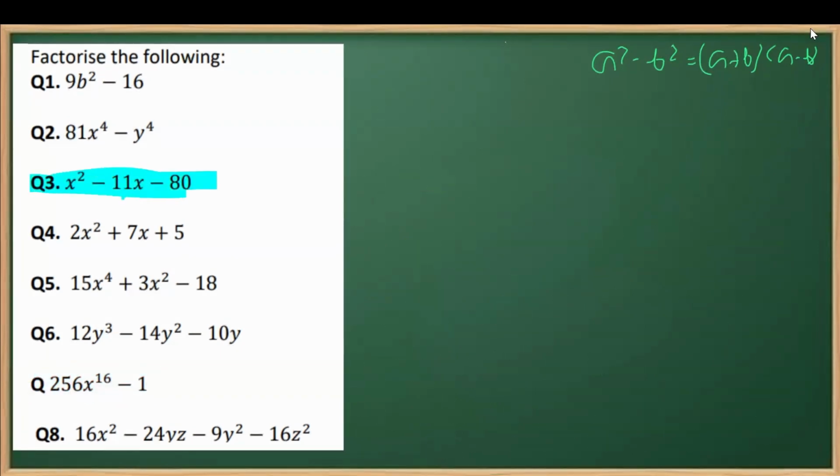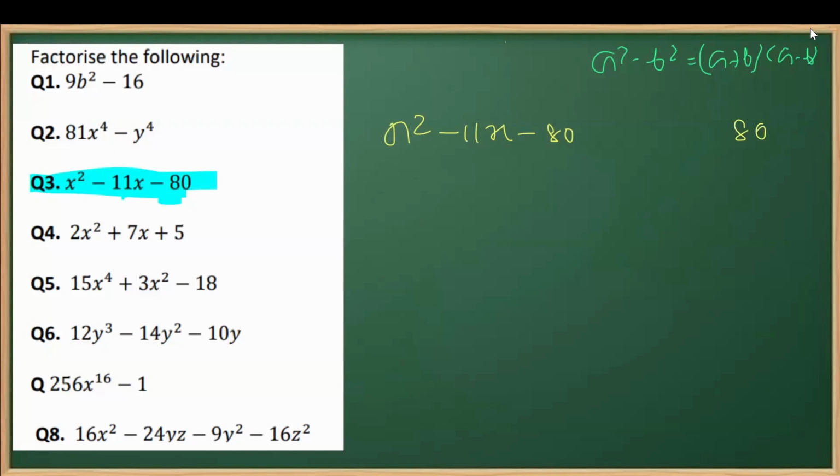Next, we will do the third part. So what is the question in this case? We have x square minus 11x minus 80. Now check here, we have to factorize using middle term splitting. From the factors of 80, we need to split 11.